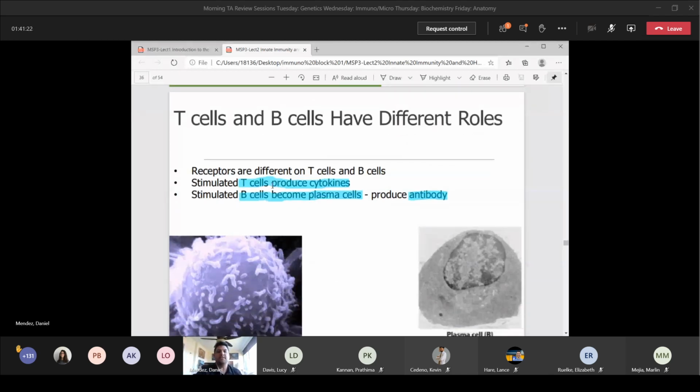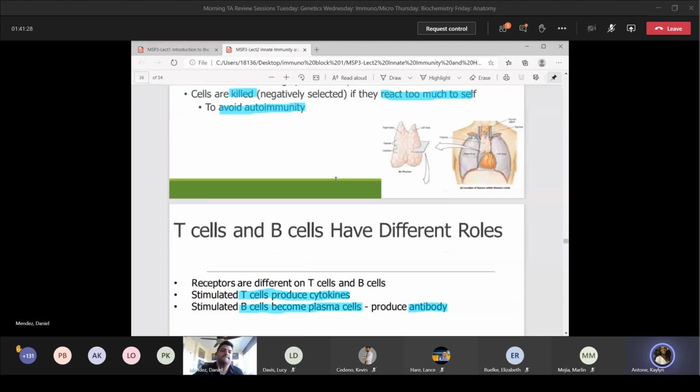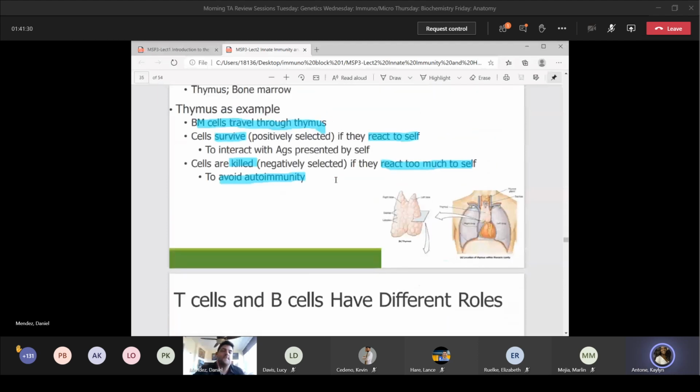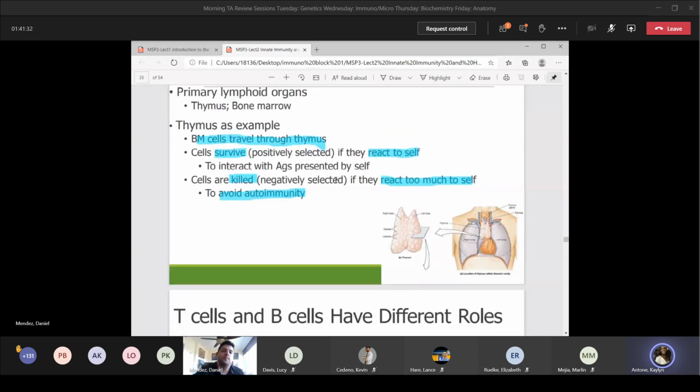So T cells will produce, yes, go ahead. Could you re-explain what react to self means? Does it just mean that it recognizes itself? So what that means, and she goes into it a little bit more in the next lecture, and we'll go into it more after that.